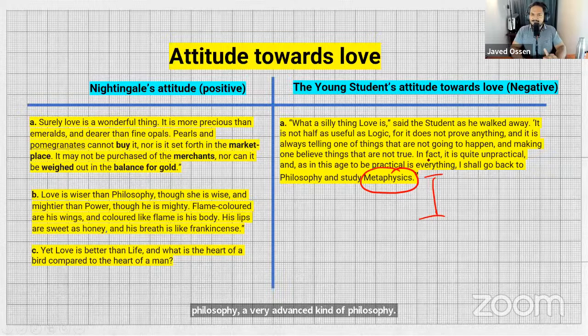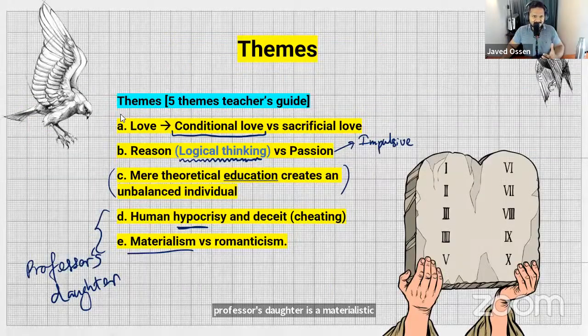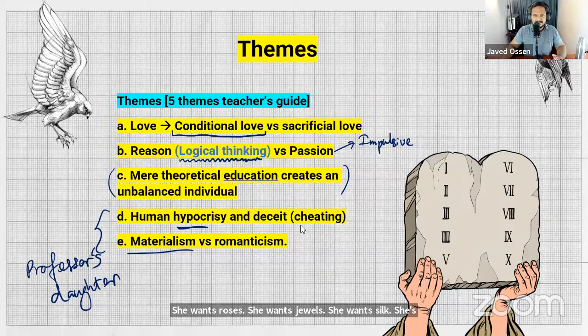So in the ending, the young student thinks that love is a silly thing. He has a negative attitude towards love, which means that the Nightingale's sacrifice is rendered futile. Absolutely. Then, Amna, you can say that the professor's daughter is a materialistic person. What do you mean by materialistic? She wants many things. She wants roses. She wants jewels. She wants silk. She's a very materialistic person.